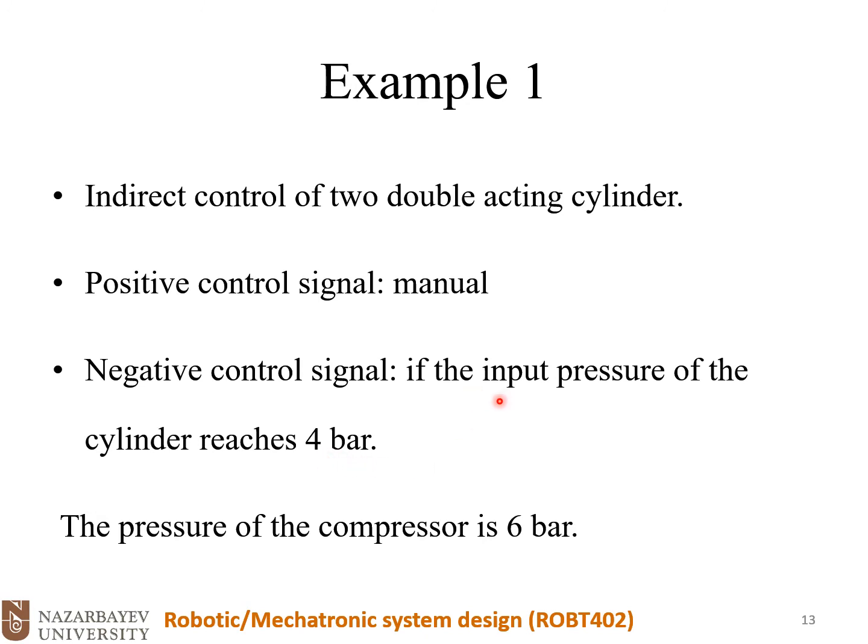So we want to have a specific input pressure before activating the cylinder. The practical application and the reason for this specification is that, for example, we want to have a reliable, consistent power at the output. Without that consistent power, we don't want our cylinder to be moved or activated. The pressure of the compressor is 6 bar.